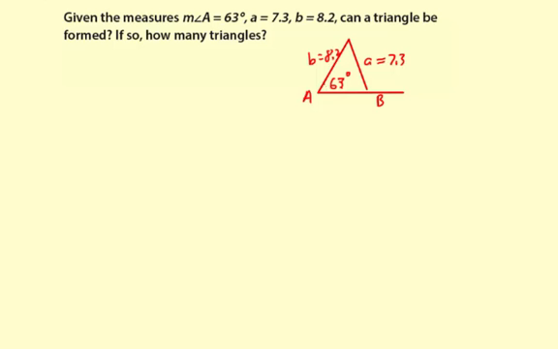Well, when you have an acute angle here for the side-side-angle ambiguous situation, you need to find the height of the triangle. By knowing the height of the triangle, you can go ahead and determine if a triangle can be formed, and if so, how many.